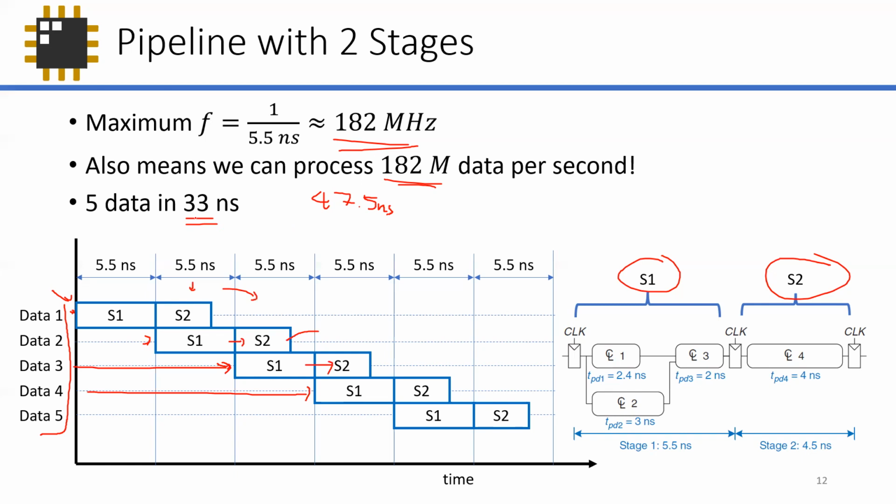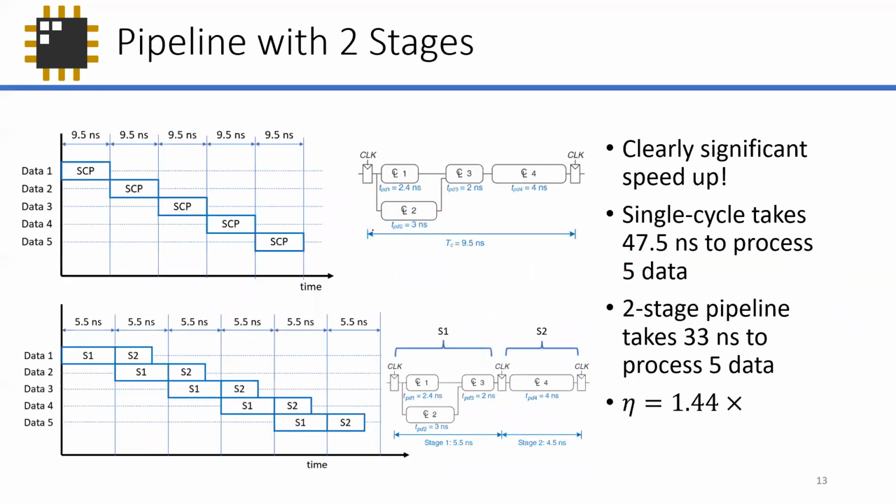And look, you have significant speed up. Because you're now processing 5 data in 33 nanoseconds rather than processing 5 data in 47.5 nanoseconds. And from your lessons last week or the previous week, you can actually compute the speed up. So if a single cycle takes 47.5 nanoseconds to process 5 data, but the two-stage pipeline down here takes 33 nanoseconds to process 5 data, you essentially get the speed up of 1.44. And to get that, you take 47.5, the longest time, divided by the shortest time. You divide that and you get 1.44.